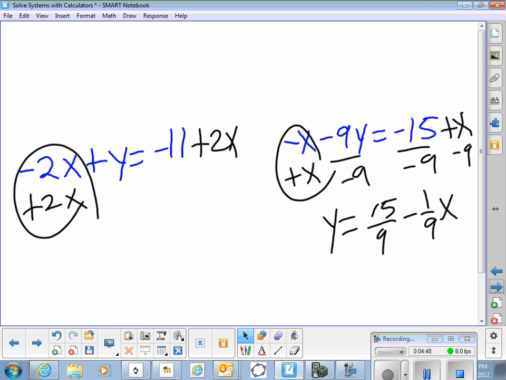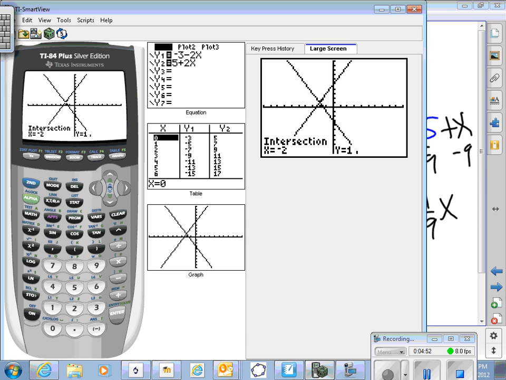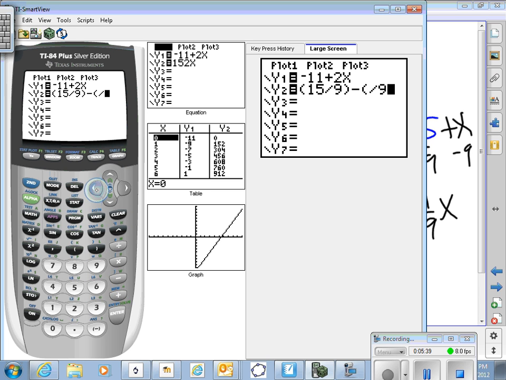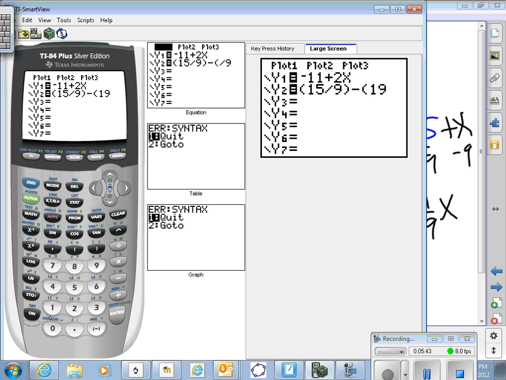So the first one is negative 11 plus 2x. So let's go to y equals. The negative is fine. 11 plus 2x, enter. And the other one was 15/9. Well, let's put that in parentheses so we can make sure it does the division first. So there's the left parenthesis, 15 divided by 9. It won't actually do that math for what we see, but it will do that math. And then it was minus, I'm going to put parentheses again, 1 divided by 9x.